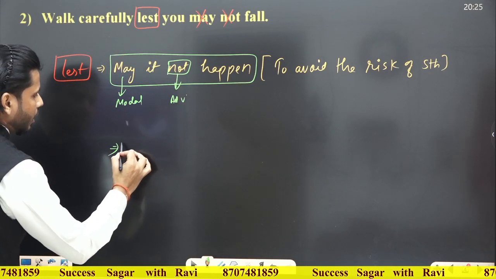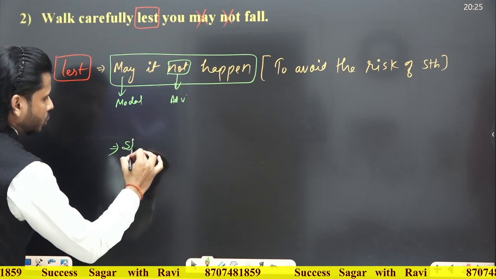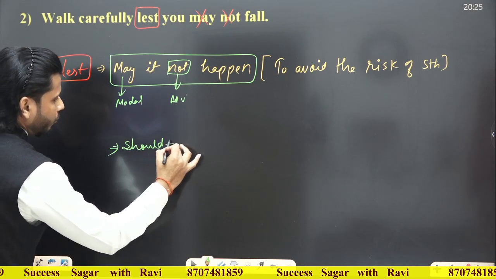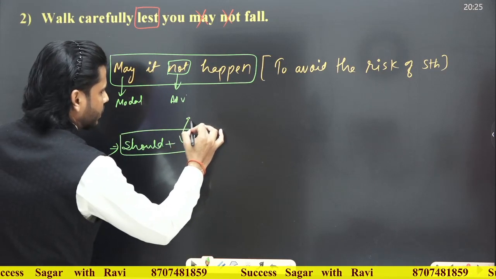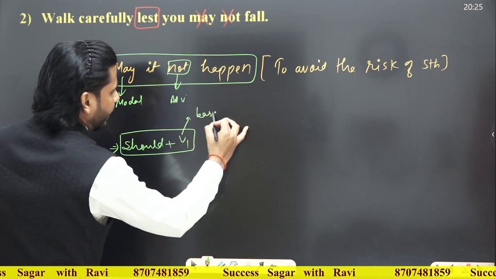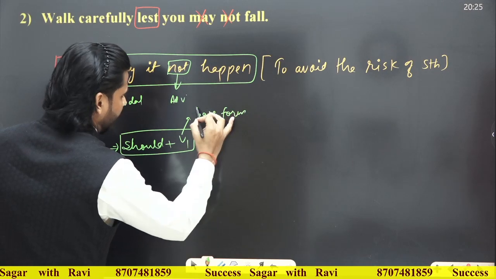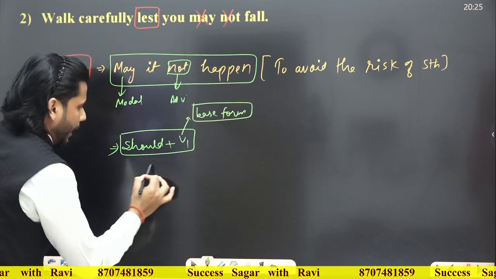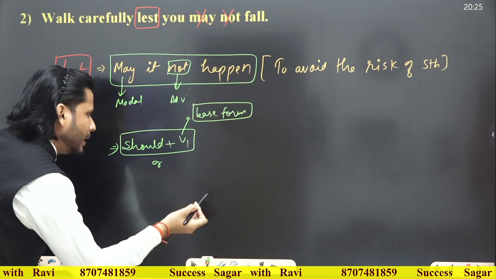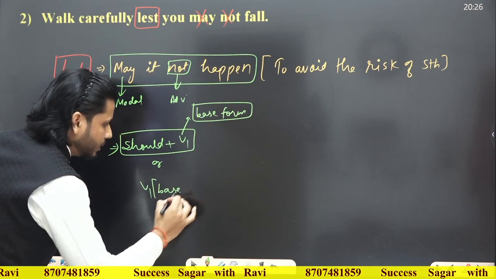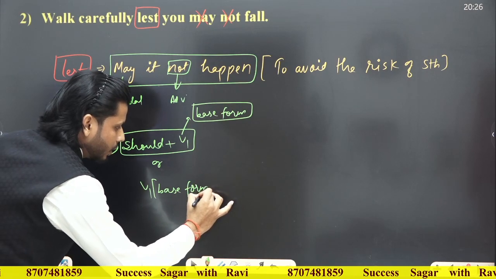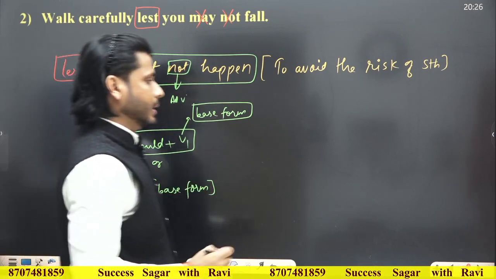After lest, you can use should followed by the first form of the verb. This first form of the verb is nothing but the base form of the verb. What is the base form of the verb? I'll let you know right now. And we have got another way: only the base form of the verb, the first form. You don't need to use even should to correct the given sentence.